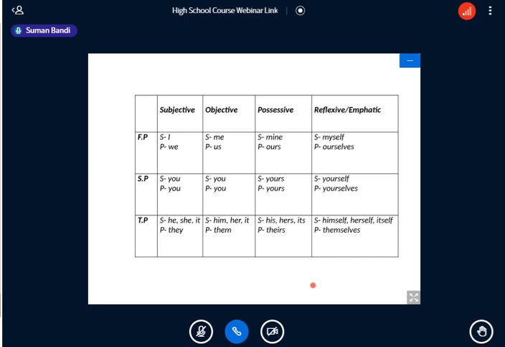I hope this table is clear for everybody. In the first column, FP, SP, TP stand for first person, second person, third person. First person is the speaker. Second person is the listener. Third person is the referee, about whom the first and second person are speaking. The singular, plural, all that, I'm sure you know. It is just a collective table. That's it.